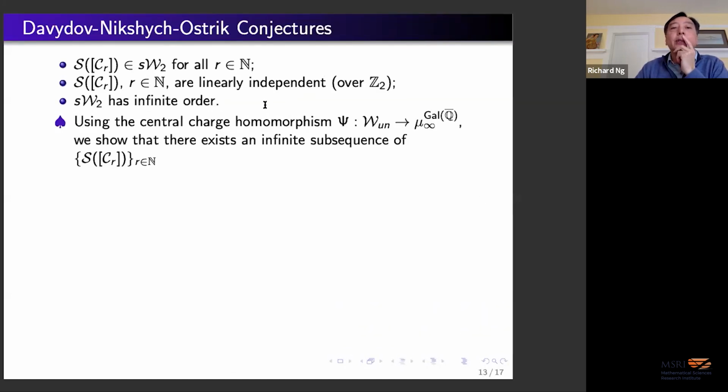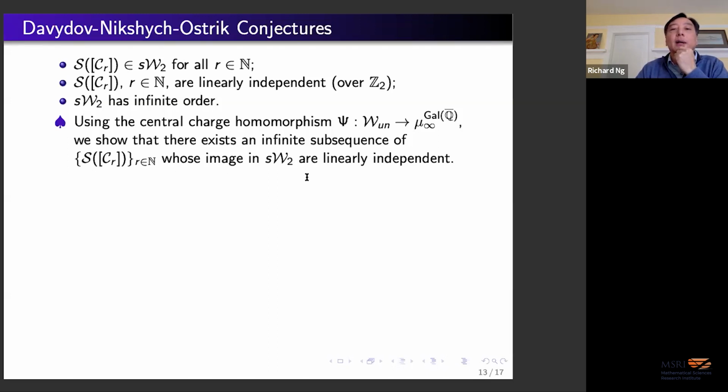So the idea is using this central charge homomorphism. We restrict to the subgroup generated by these C_R in the Witt group. So we are not able to determine everything, but we are able to decide for some infinite subsequence of these C_R. Namely, we can find an infinite subsequence of C_R so that the images under S are linearly dependent.